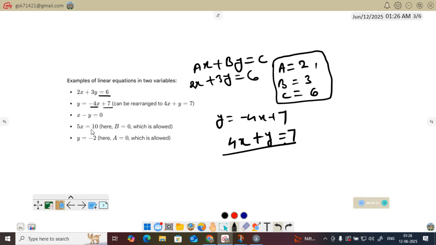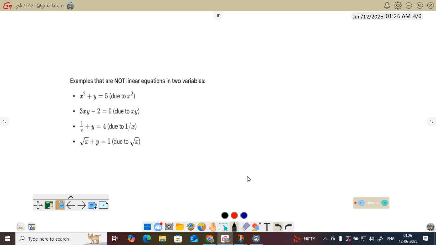Actually we have the equation 5x equal to 10, and we can write it as 5x plus 0 into y equal to 10. Ultimately, when we solve this equation, we get 5x equal to 10. These are some examples of the linear equation in two variables.